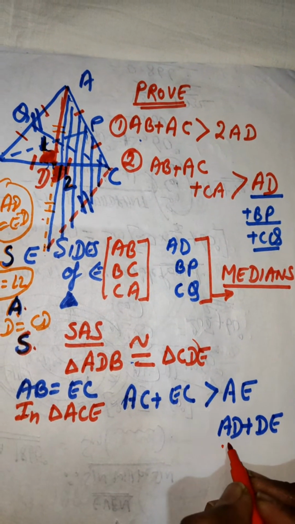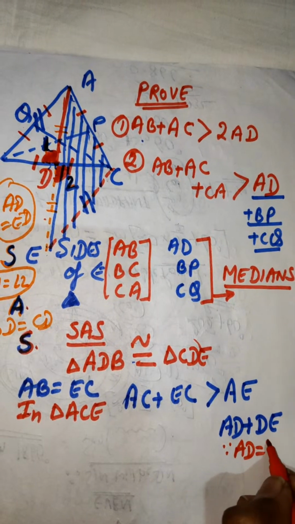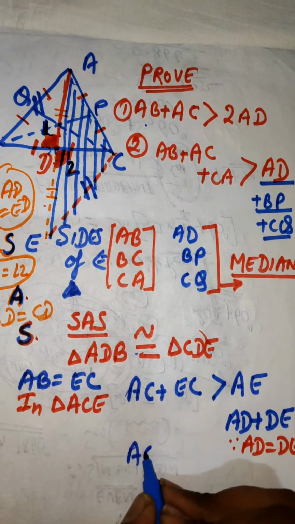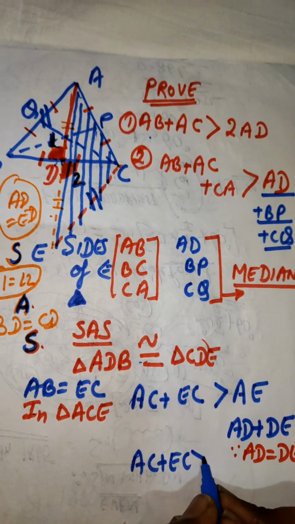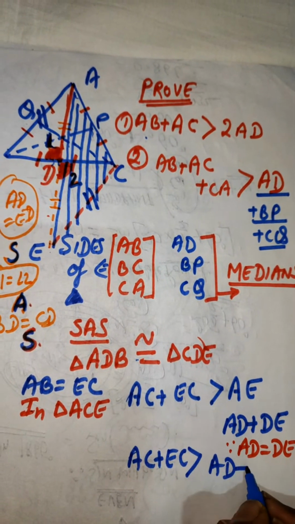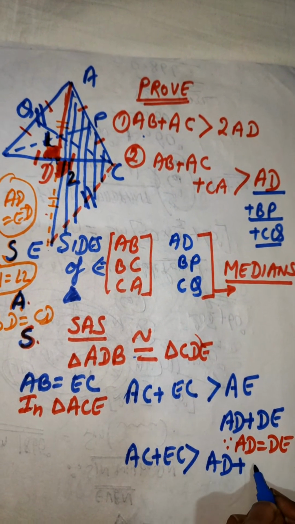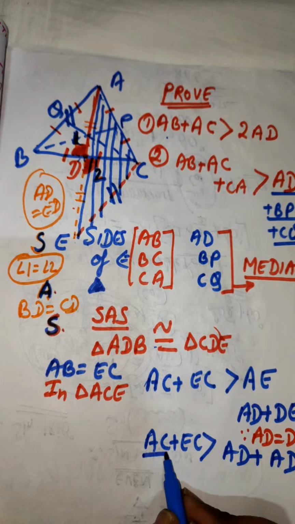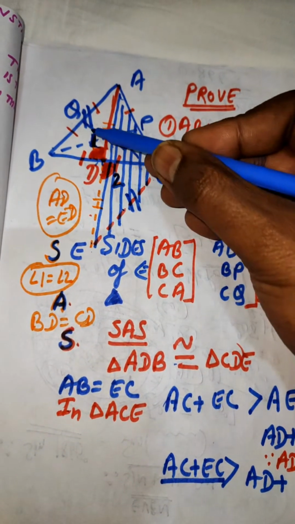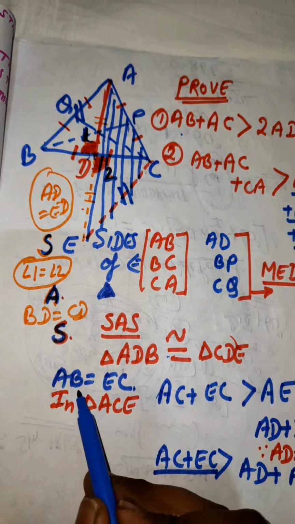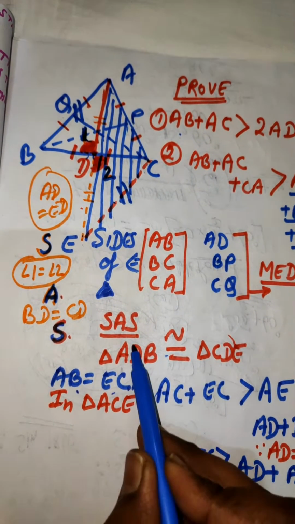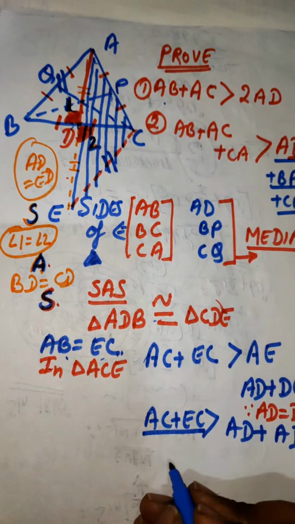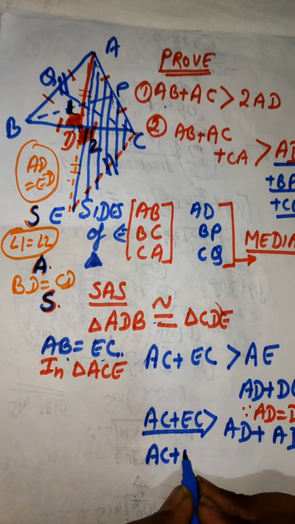and since AD is equal to DE, therefore we can write AC plus EC is greater than AD plus, in place of DE, write AD. So AD plus AD. You can see AC plus EC, and since EC is equal to AB, by CPCT and proving the congruency of this triangle, we can write in place of EC, AB.